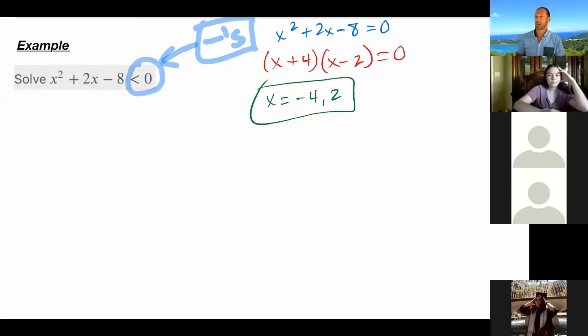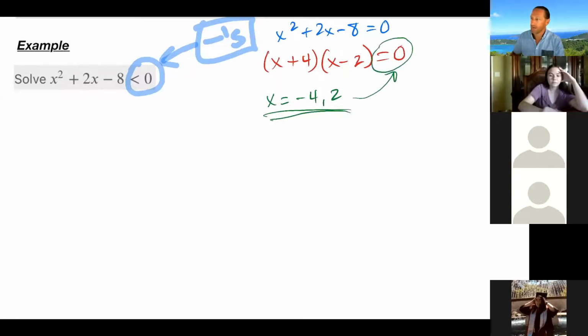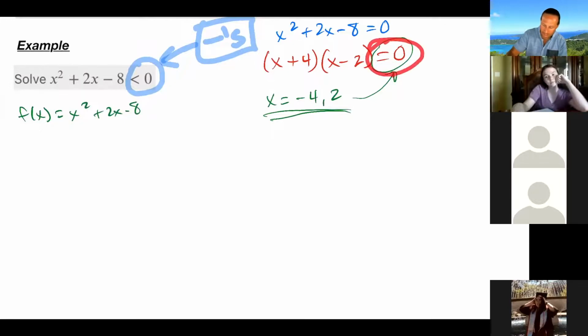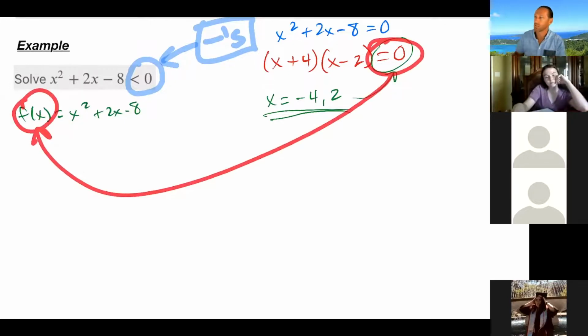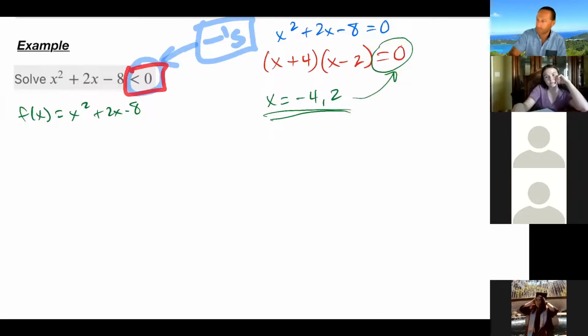That's not what they wanted, you guys. Don't be boxing that in. That is not our answer yet. That's where it would equal 0. But if that was f of x equals x squared plus 2x minus 8, we just found when f of x, my y value, would be equal to 0. What do they want to know? Where our y values are what? Less than 0. Which is just like we talked about 15 minutes ago.